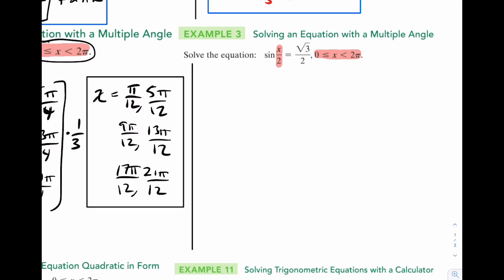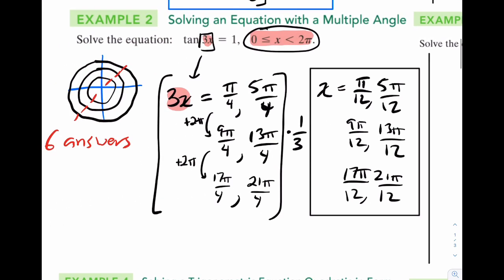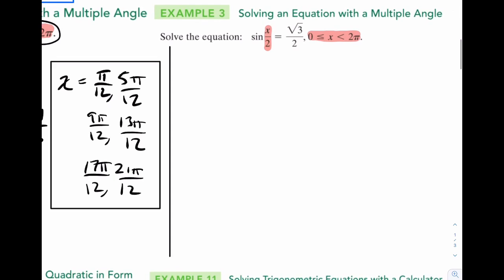So if you look at the last one, if you really look at this 3x right here, we drew 3 circles. So if we go to this one, look at this x over 2 right here. That means we're going to draw half a circle. Let's mark where sine hits root 3 over 2. That would be here and here.